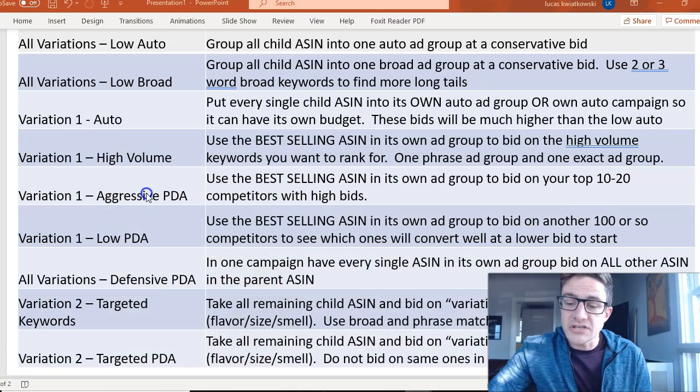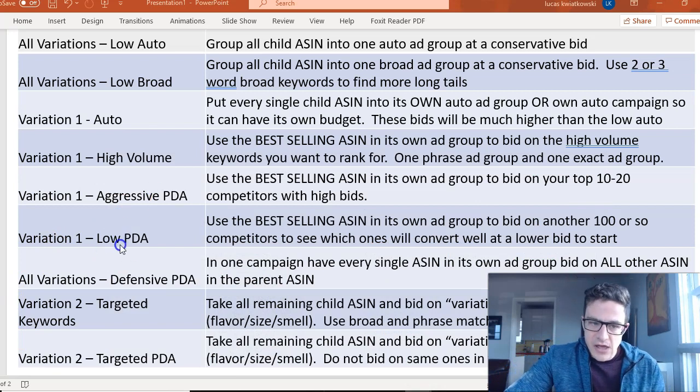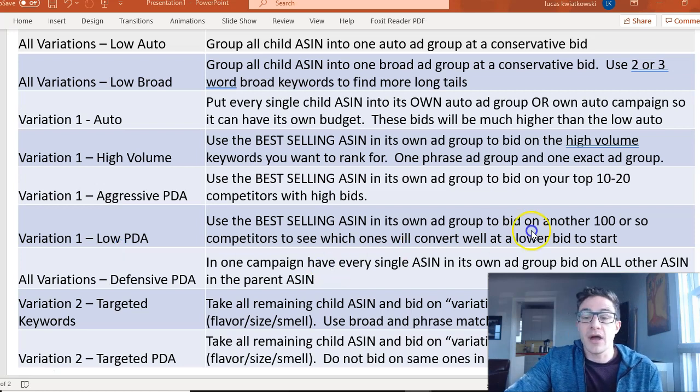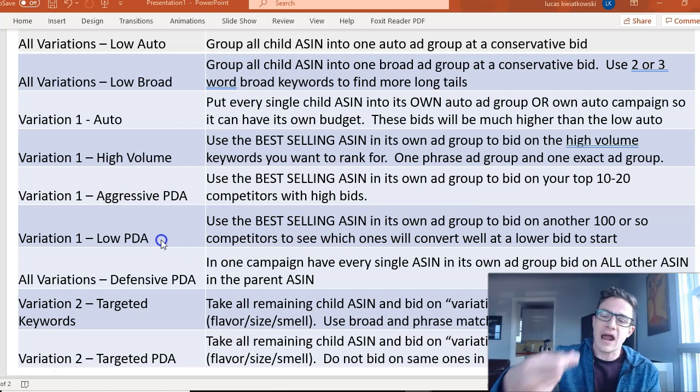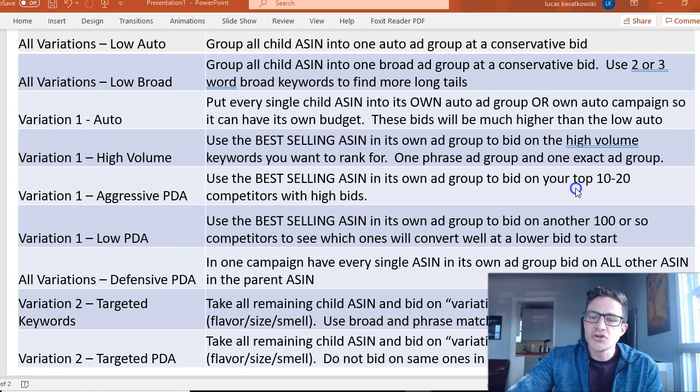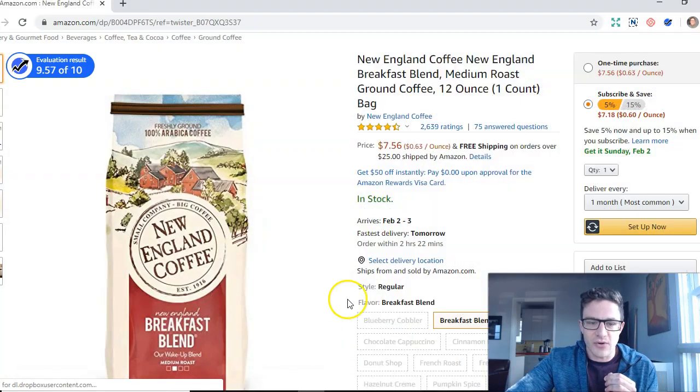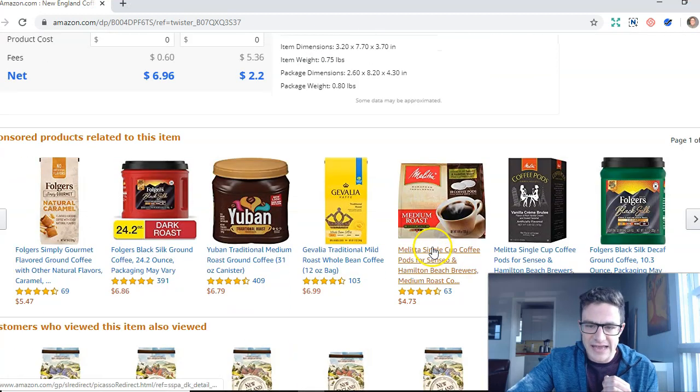And then I also like to do a low PDA for the best seller, where you're bidding on maybe another 100 competitors at a very low bid. Think of this as a catch-all competitor, or a catch-all PDA, where you're taking your best seller, finding more competitors that you can bid on. But you should know your top 10 to 20. You break them out. You bid very aggressively on these guys, like on Folgers, on the name brand ones that everyone else is trying to get on.